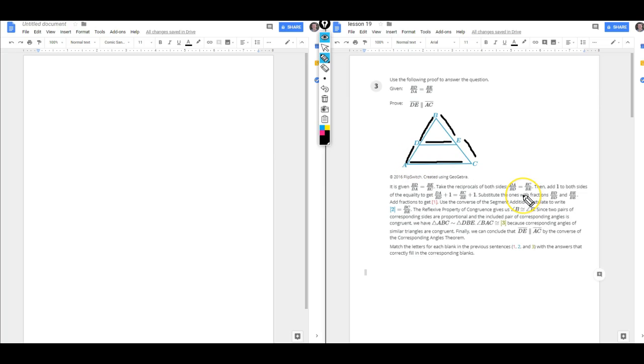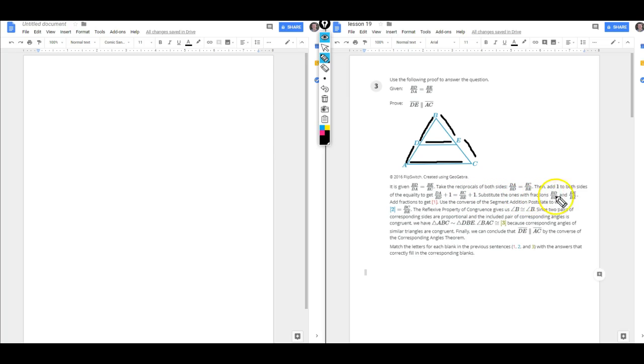I'm going to answer this how I solve these types of questions. So I jump straight to where the first blank is. So it says add fractions to get blank. That's telling me that I want to look at a few sentences behind. So it says then add 1 to both sides of the equality to get DA divided by BD plus 1 is equal to EC divided by BE plus 1.